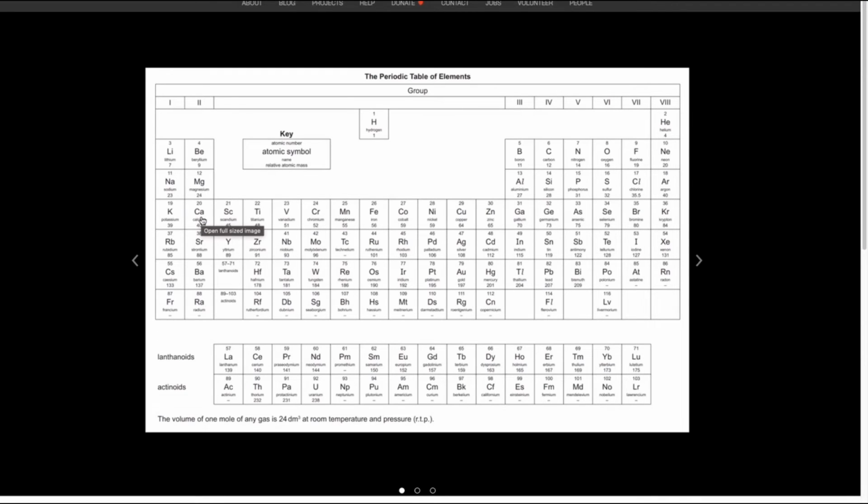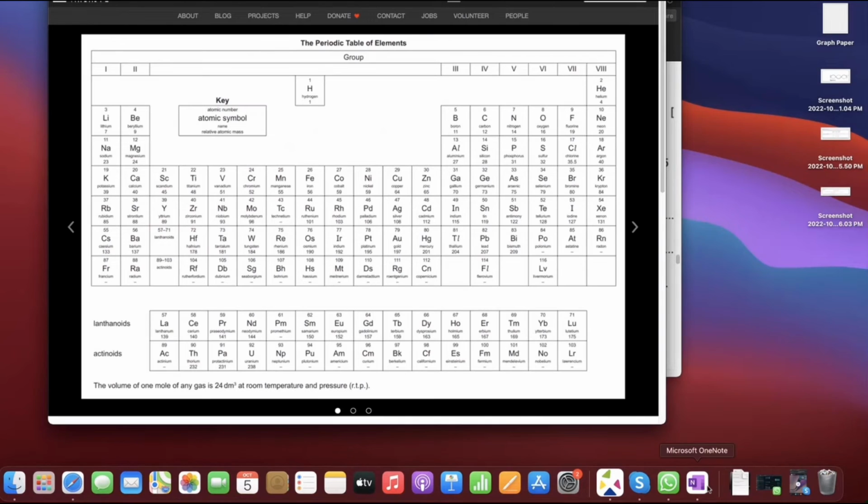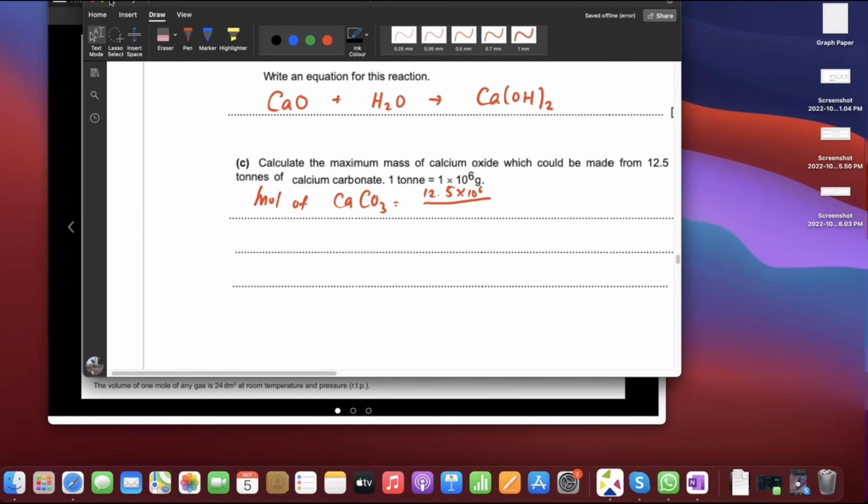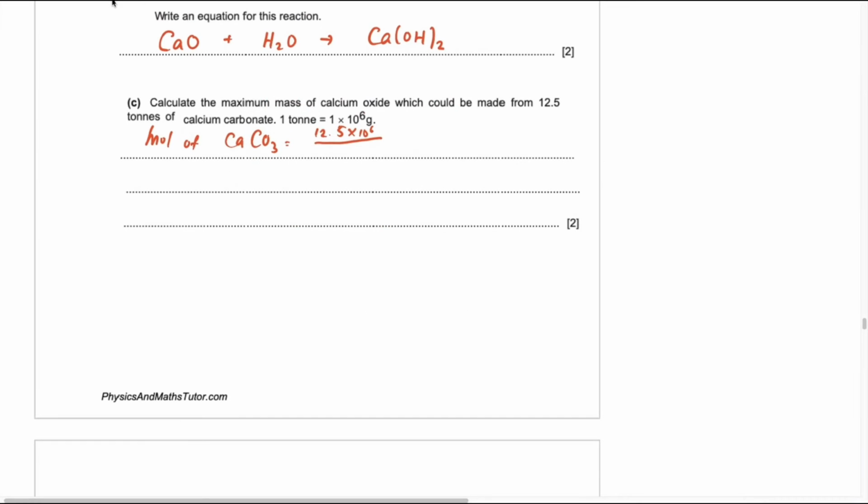So calcium 20, that's the atomic number. We take the 40: calcium 40, carbon 12, oxygen 16. Okay, so let's count it. Back to the OneNote. So calcium carbonate is 40 plus 12 plus 16 times 3.